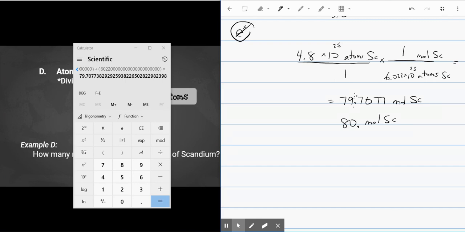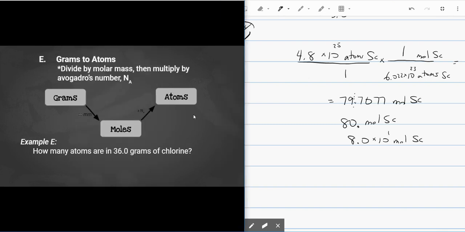Okay? All right. And the other way, the best way probably, is to put it in scientific notation. So if I were to change that to 8.0 times 10 to the first moles, I know for sure that that has two significant figures because now it is following a decimal. All right, back to our problems.